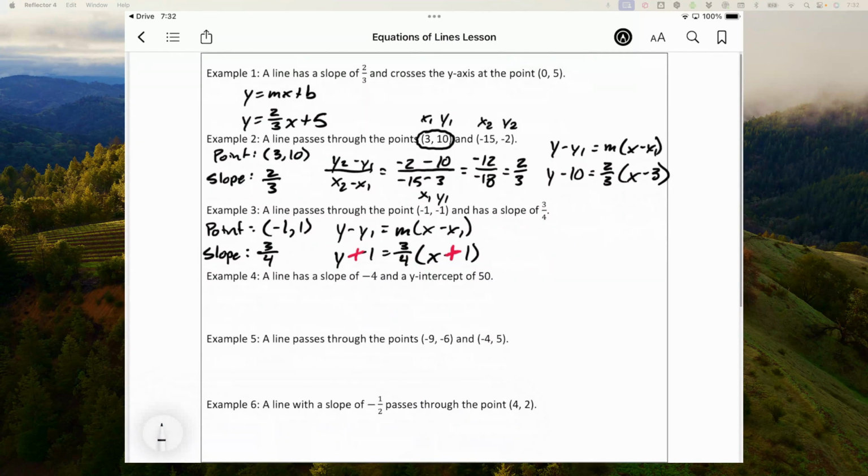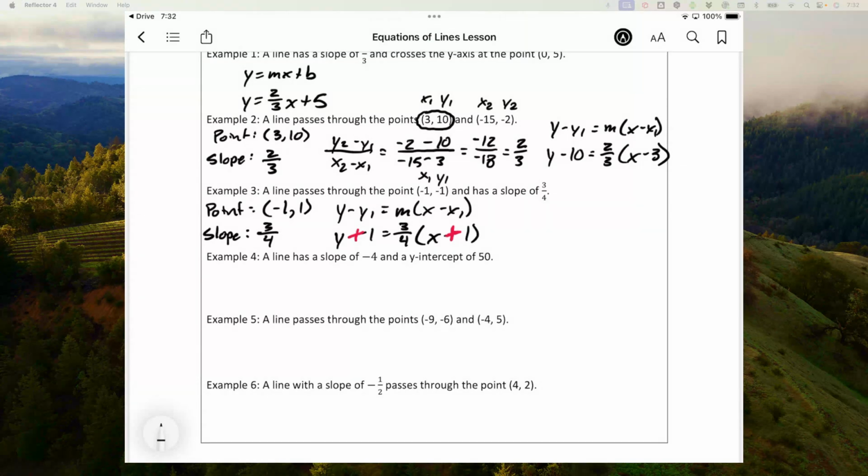Okay? Example 4. A line has a slope of negative 4 and a y-intercept of 50. So we were given the y-intercept on that one. We can go straight to y equals mx plus b. So y equals negative 4 over 1 x plus 50. Pretty familiar with that one.